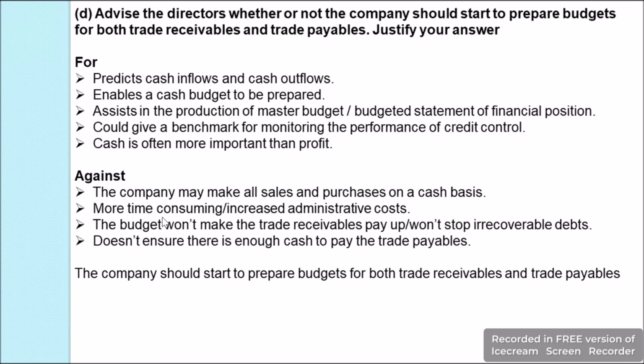Furthermore, the budget won't make the trade receivable pay the money back, or help in getting the irrecoverable debt back, but still it helps us to have a proper monetary system for credit control, and it does not ensure that enough cash is available to pay the trade payable. So these may be the drawbacks, but when we consider the drawbacks, the advantages are more, and as the advantages or the benefits which we get when we make the trade receivable and trade payable budget as well, I suggest that they should make both the budgets so that this will be more beneficial for the company.